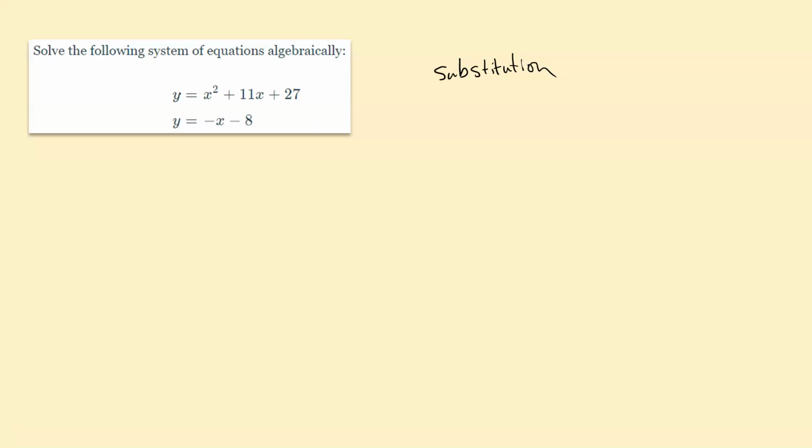And you'll notice that we already have these equations solved for y. So you can think about this either way. Substitute this in for y over here, or substitute this in for y over here. But the key is that we want to set these right sides equal to each other.